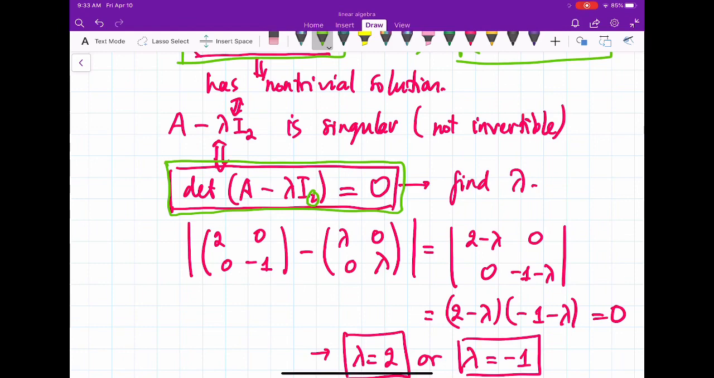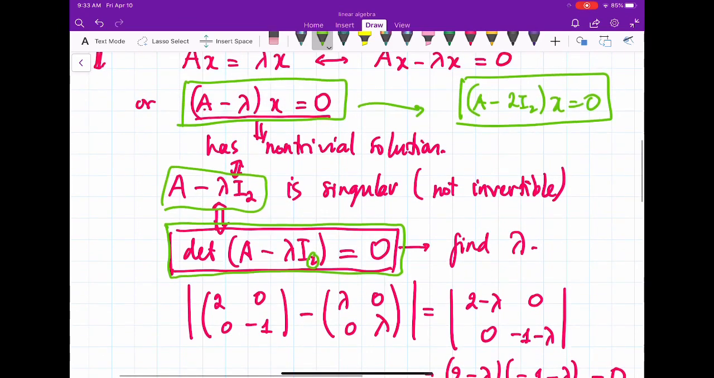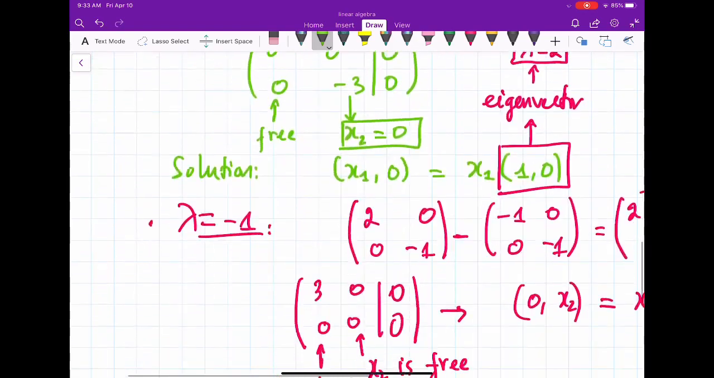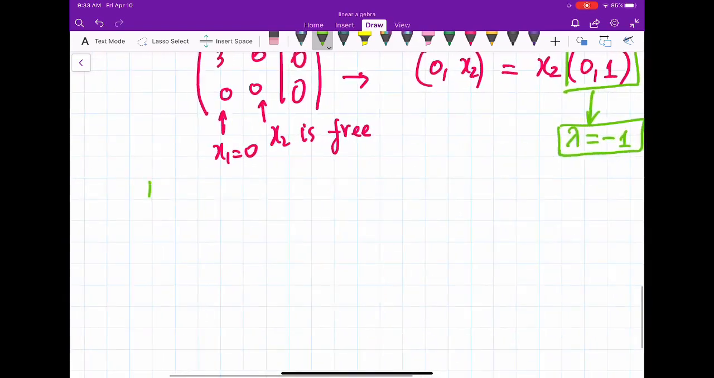Because that matrix is singular, right? And because of that, this system has a non-trivial solution. Make sense? All right, let's move to the next example with a 3 by 3 matrix.